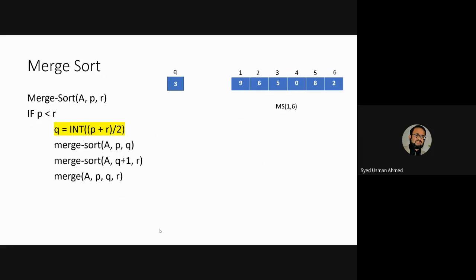Now you see that there are 3 subchilds of this merge sort procedure, right? First, it will create all these three children. The first is merge sort P to Q, where P is 1 and Q is 3. The second, it will create merge sort Q plus 1 to R. Q is 3, so 3 plus 1 is 4 and R is 6. So the next merge sort procedure will be called as 4 to 6, right? And the third, we are using a merge procedure P, Q and R, 1, 3 and 6.